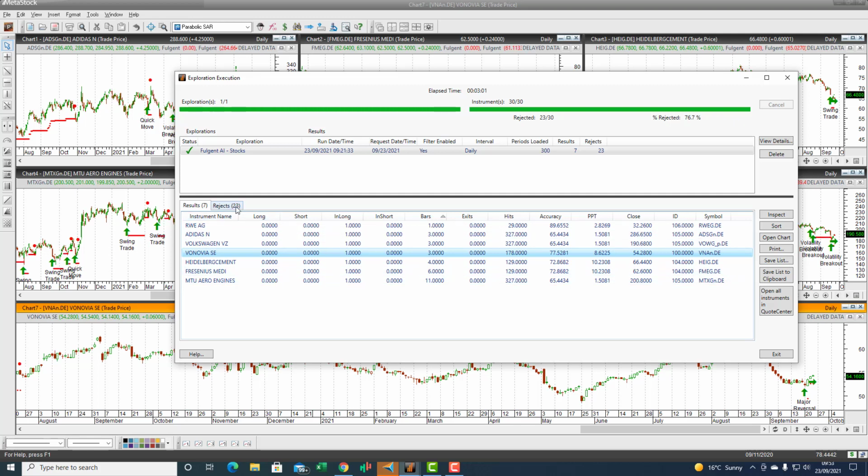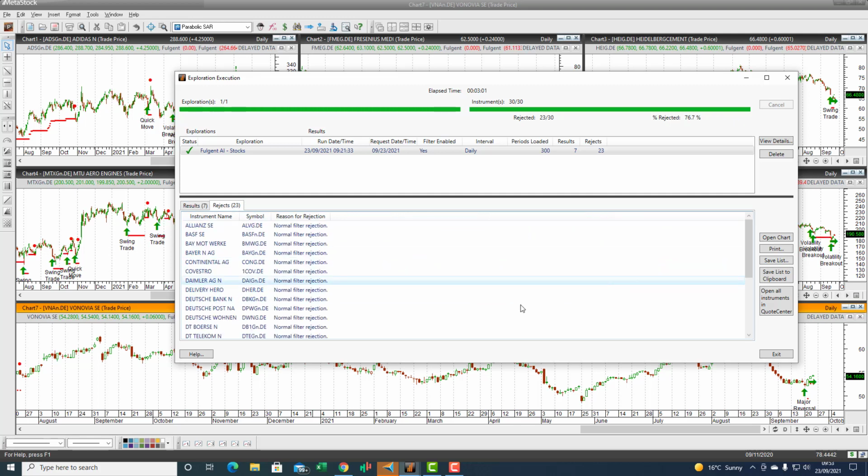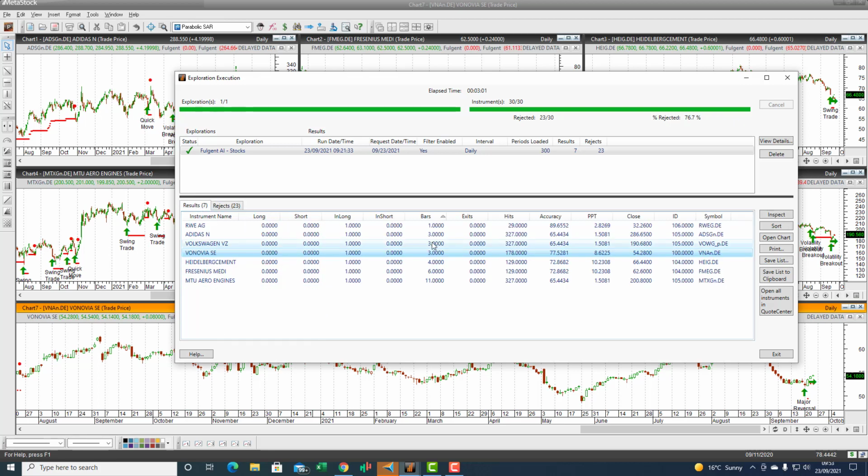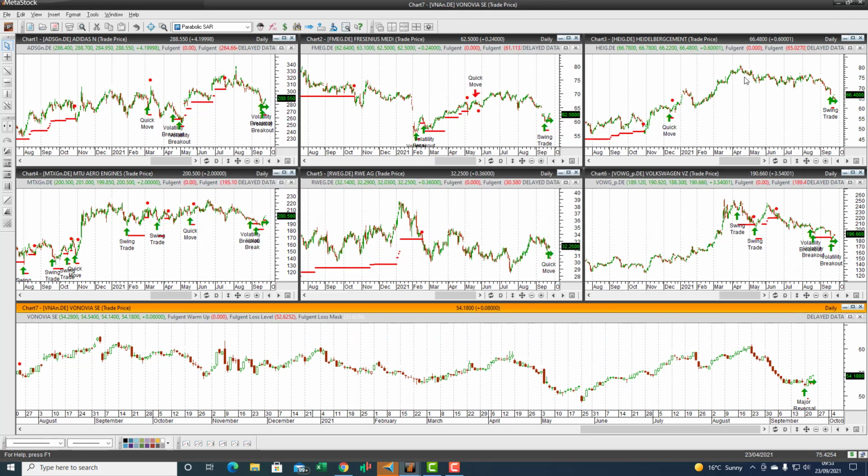Now, there are 23 rejects. This is just normal filter rejection, so the AI has either hit its stop loss or the stock reached its profit target, so there isn't really an active signal. We'll visit BMW and some of the major shares in there in a minute. But let's take a look at these 7 candidates. That's the AI already trading.